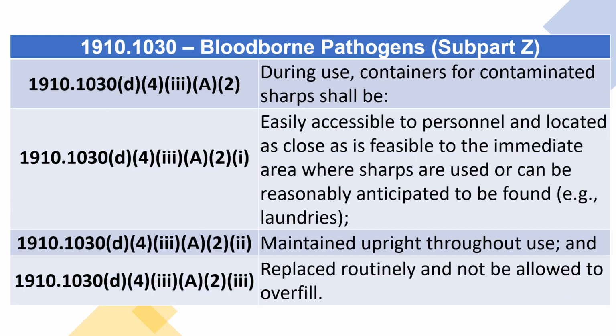1910.1030(d)(4)(3)(A)(2) During use, containers for contaminated sharps shall be (A)(2)(i) through (iii) easily accessible to personnel and located as close as is feasible to the immediate area where sharps are used or can be reasonably anticipated to be found, e.g., laundries; maintained upright throughout use; and replaced routinely and not be allowed to overfill.